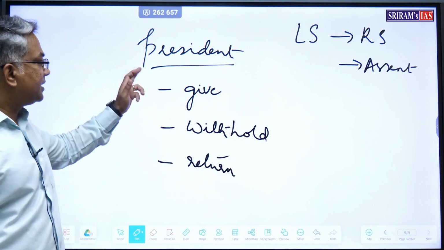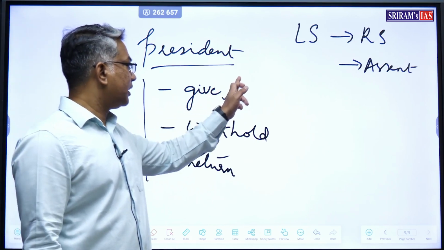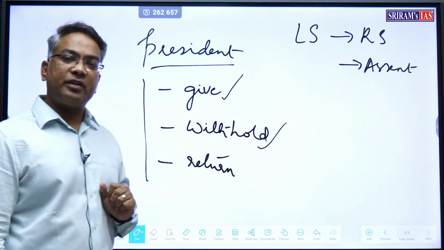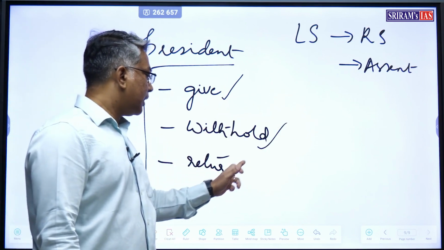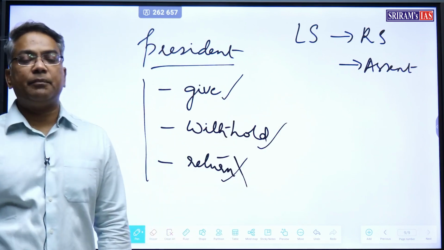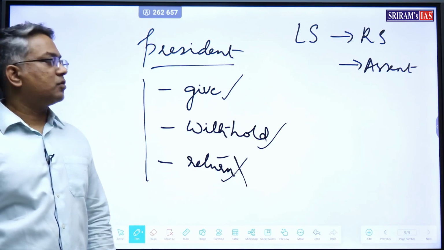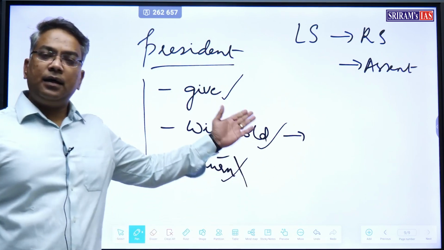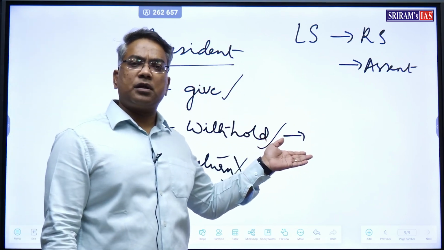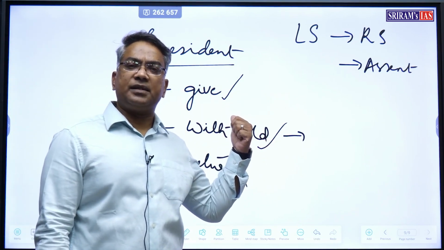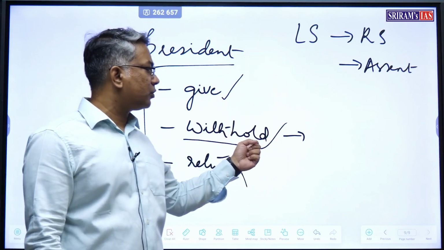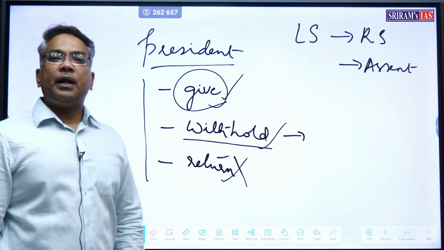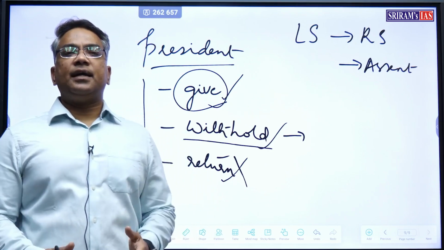So the President has two options: he can give his assent to the bill, or he can withhold his assent to the bill, and he does not have the option of returning the bill for reconsideration of the houses. So normally the money bill is introduced in the Lok Sabha with the prior recommendation of the President. So the President does not withhold the money bill. He gives his assent to the money bill. So this is regarding the money bill.